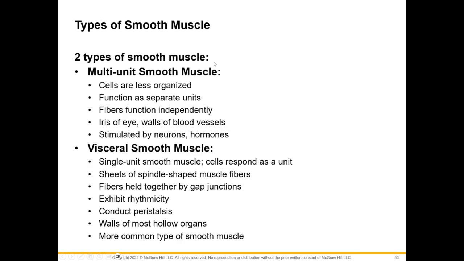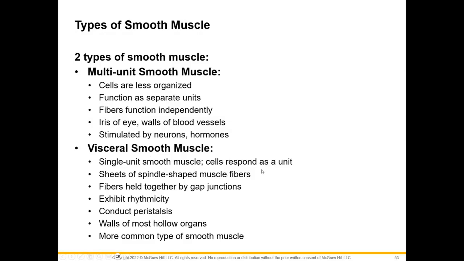There are different types of smooth muscle, two types. Multi-unit smooth muscle has cells that are less organized. They function in separate units. The fibers function independently, and this is like the iris of the eye and walls of your blood vessels. They are stimulated by neurons and hormones.